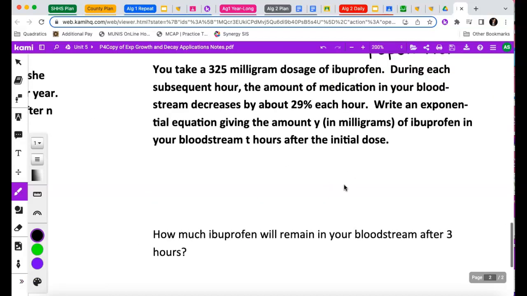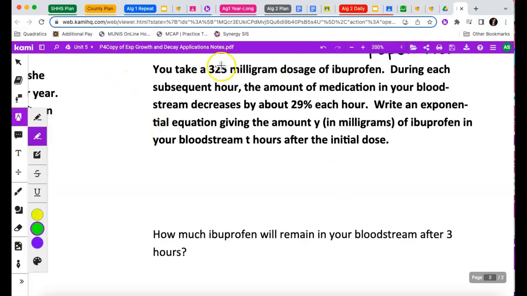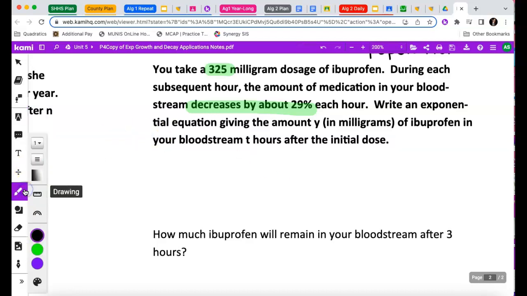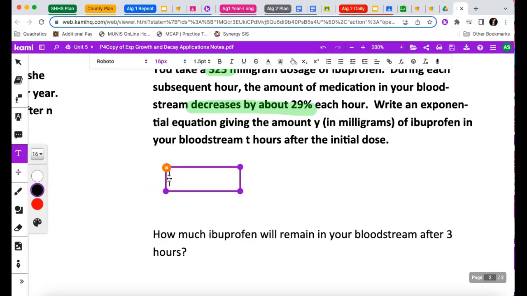All right, so the last example says you take 325 milligrams of ibuprofen. So that's how much you start with. During each hour, the amount of medicine in your bloodstream decreases by 20% each hour. Write an exponential equation giving the amount of ibuprofen in your bloodstream T hours after the initial dose. So we're going to use our formula. A is equal to P, 1 minus the rate to the T power.